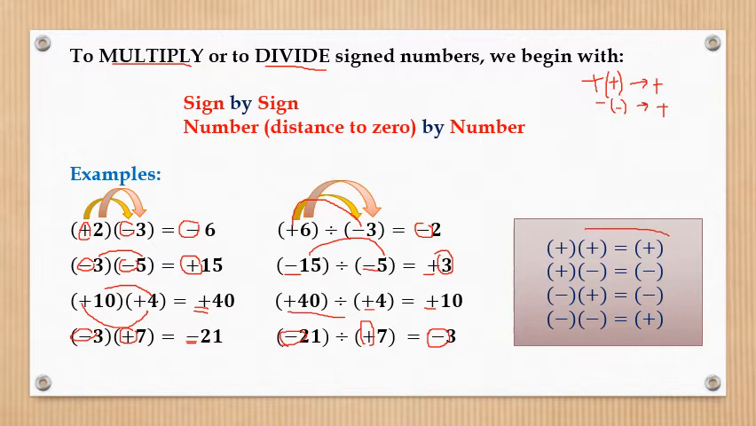Keep in your mind that when we have the same sign multiplied or divided by each other, they will give me the same result, which is positive. If the signs are opposite, the answer will be negative.